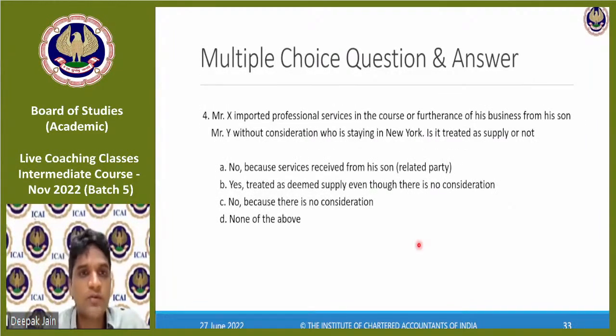Mr. X imported professional services in the course or furtherance of business from his son without consideration, who is staying in New York. Is this treated as supply or no? The correct answer is yes, because it is treated as a deemed supply even if there is no consideration. It is because it is from a related person, not for any other reason. Since it is from a related person, it is treated as a supply.